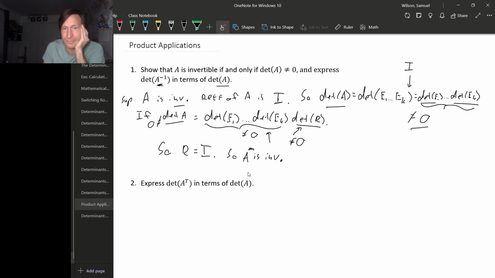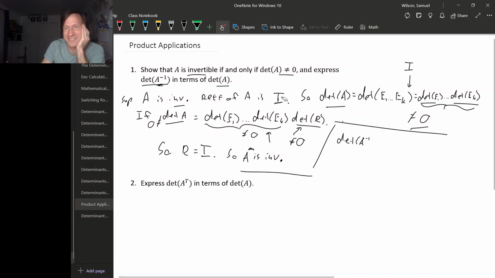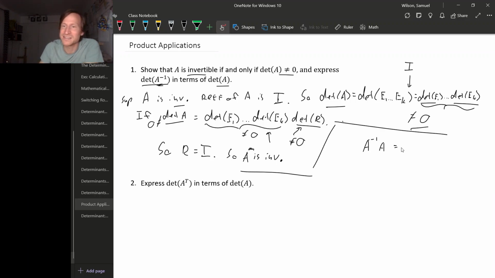All right. So now that we know that having a non-zero determinant is the same thing as being invertible, let's see if we can figure out the determinant of an inverse. What is it that characterizes an inverse matrix? It's that A inverse times A has to be the identity. Well, let's take the determinant on both sides. This says that the determinant of A inverse times A has to be the determinant of the identity. But we know the determinant of the identity, it's 1.